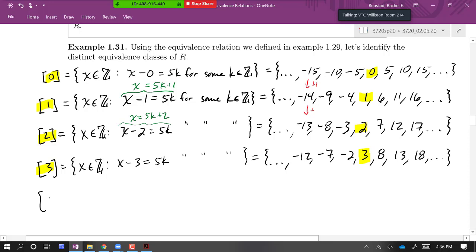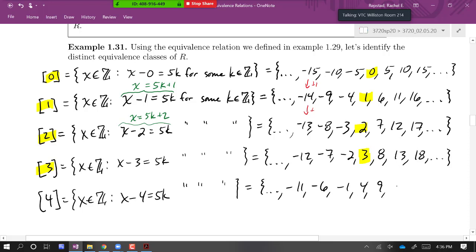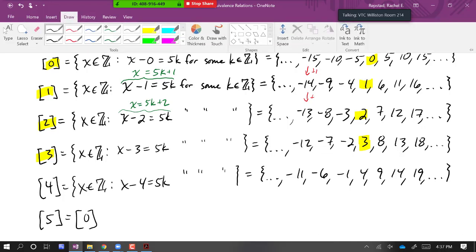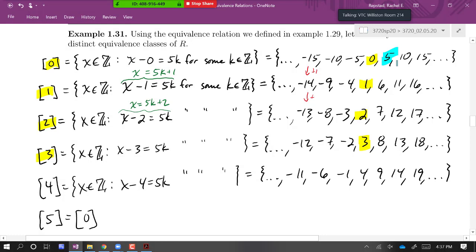Let's do another one, the equivalence class of 4. Again, we'll just add 1, so we get negative 11, negative 6, negative 1, 4, 9, 14, 19. And if we go one more, what happens if we get the equivalence class of 5? We have the equivalence class of 0. If you're 5 more than a multiple of 5, then you're a multiple of 5. So this is the same as the equivalence class of 0. That makes sense because we already saw that 5 was included in the equivalence class of 0.